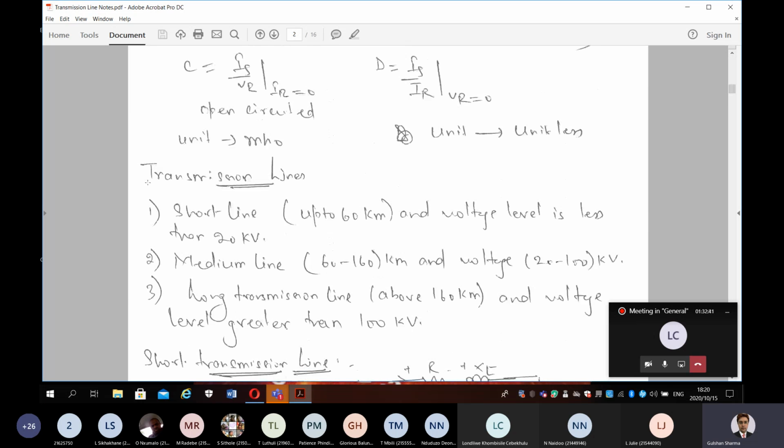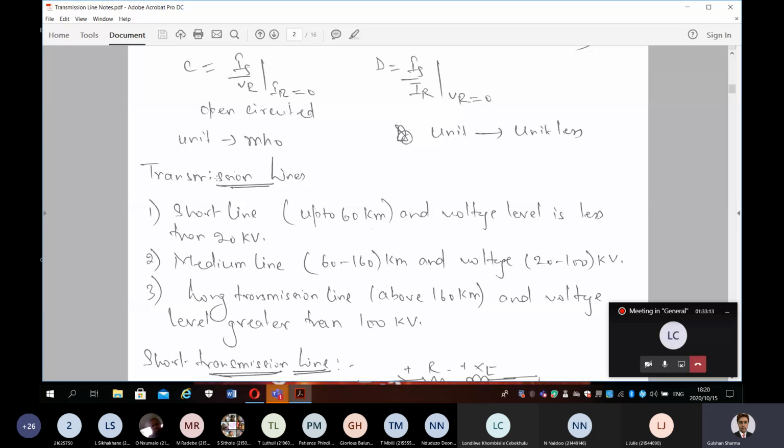Next is, guys, transmission line. Now you see that the transmission lines are classified on the basis of their length. We have three different classifications. First is short transmission line, second is medium transmission line, and third is long transmission line. For a short transmission line, the length is up to 60 kilometers.